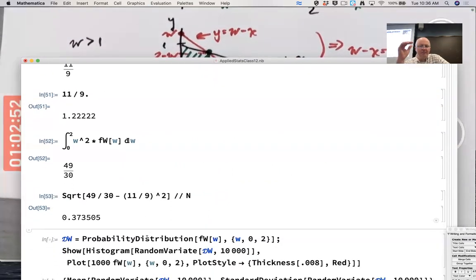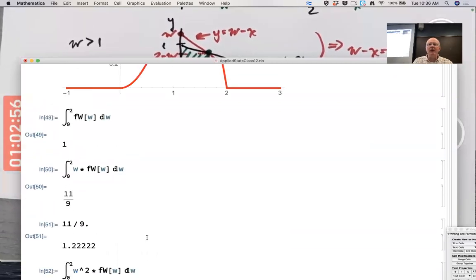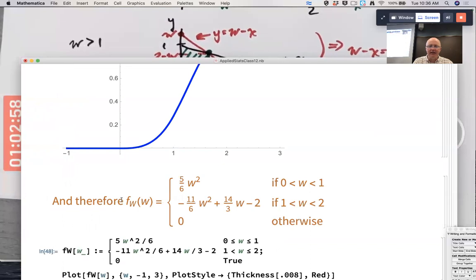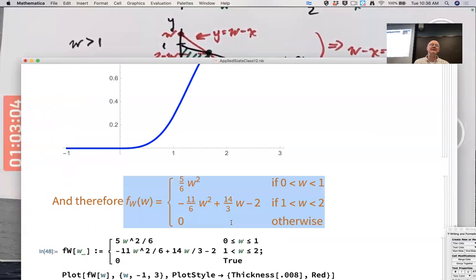Remember my goal. Now, okay, part of the goal has been met. I'm saying there's the PDF of W. I did double check it. In fact, this example was from a different book, and that was their answer too. So this is right.